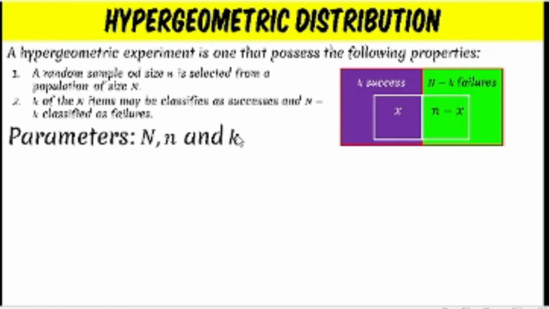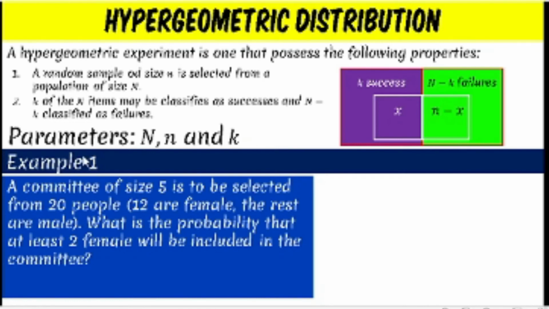We see that there are 3 parameters. We have the population size, the sample size, and the number of successes. K here is associated with our population. Always remember that.